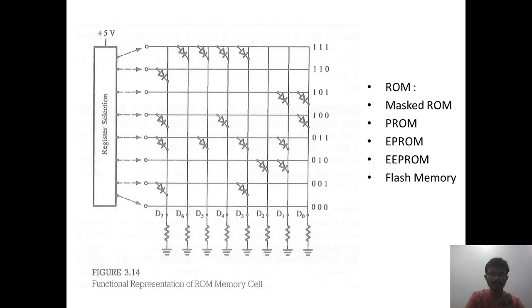The diode representation is a simplified version of the actual MOSFET memory cell. That means in the place of diodes, the ROM contains MOSFETs. The manufacturer designs the MOSFETs in the matrix according to the information to be stored. Therefore, information is permanently recorded in the ROM.